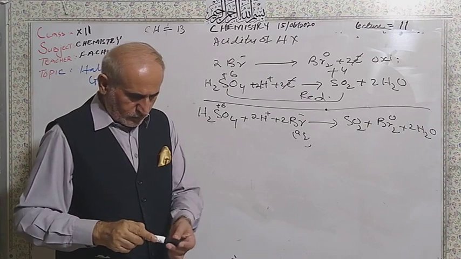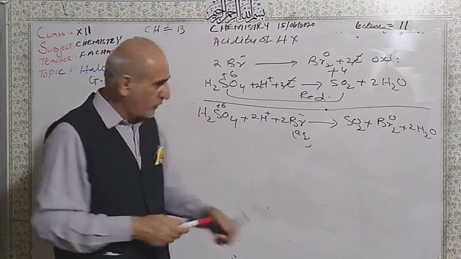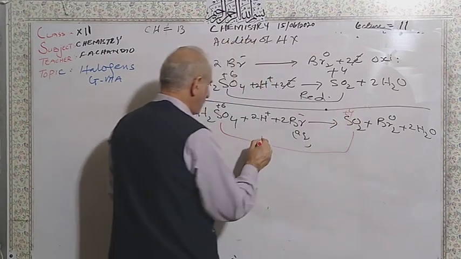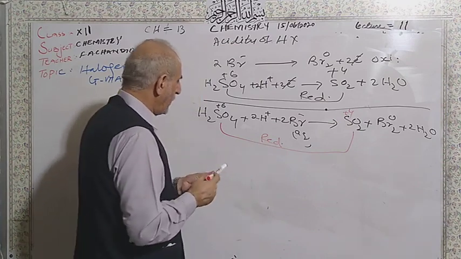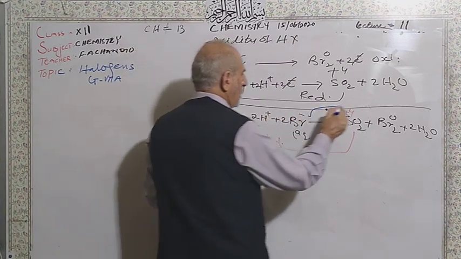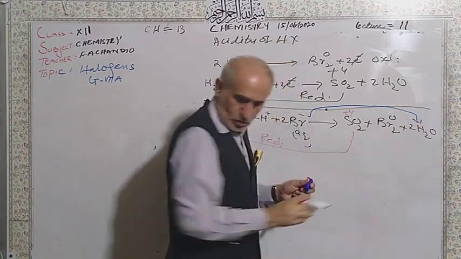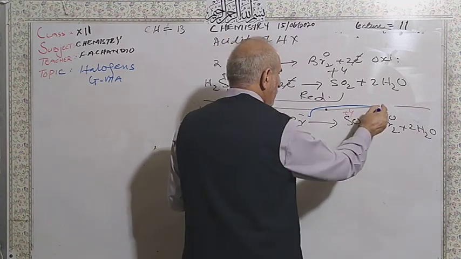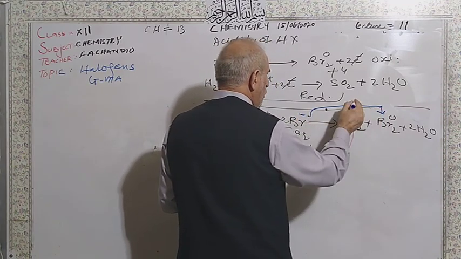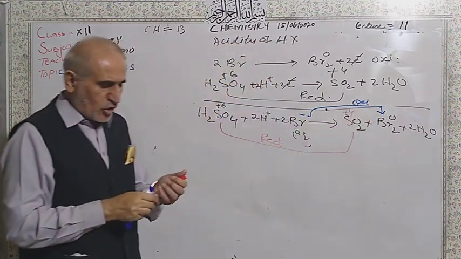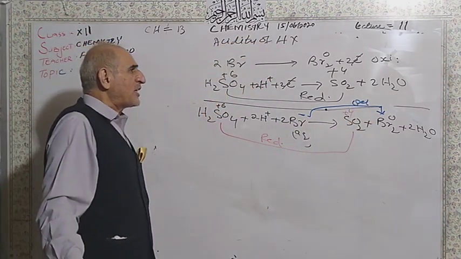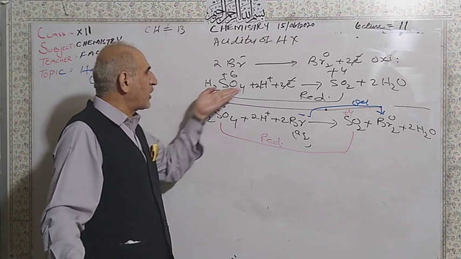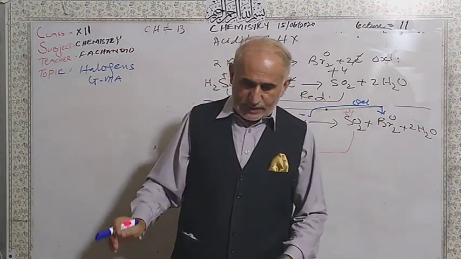So students, you see there is a reduction here and there is an oxidation. Bromide negative, then 0, this is oxidation. This reaction is a redox reaction, because bromide ions are going to be oxidized and they reduce sulfuric acid to give us sulfur dioxide gas.